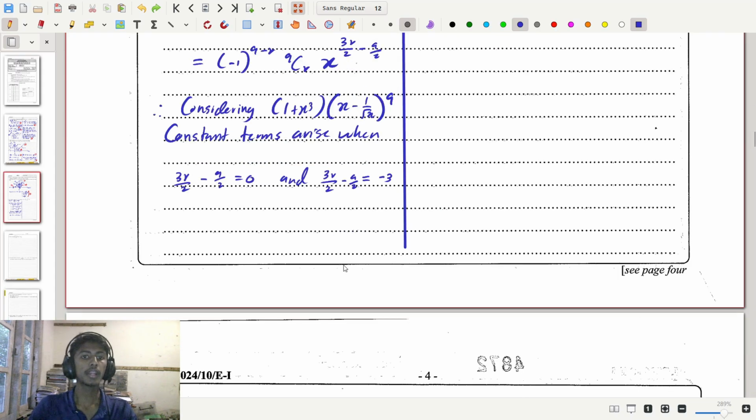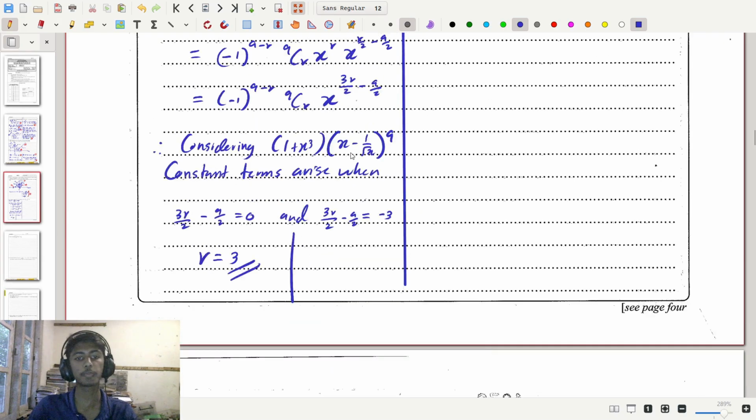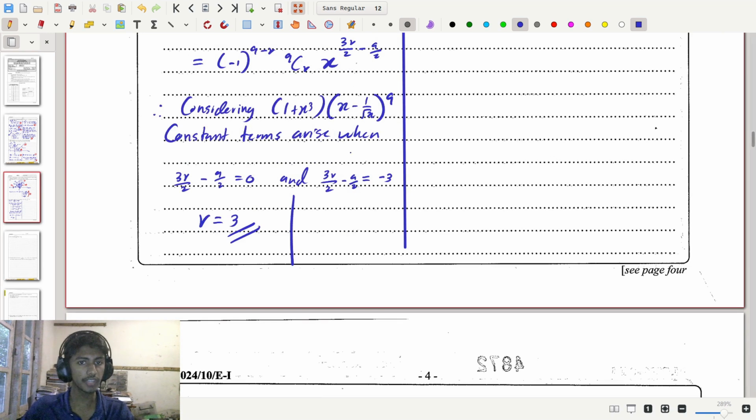Now solving for the first one, we can see if 3r over 2 is equal to 9 over 2, if we take this to the other side, multiplying by 2, these two cancel, giving us 3r is equal to 9, and therefore r is equal to 3. So therefore r equals 3 is going to be one solution that gives us one constant term from this expression. Now for the second one, we can see taking this 9 over 2 to the other side, we're going to get 9 over 2 minus 3. 3 is 6 over 2, and therefore we're going to get 9 over 2 minus 6 over 2, which is going to be 3 over 2, and therefore 3 over 2 r is going to be equal to 3 over 2, and therefore r is going to be equal to 1.